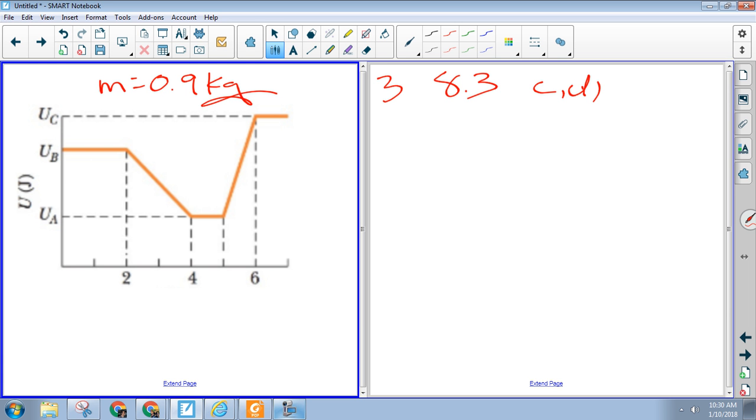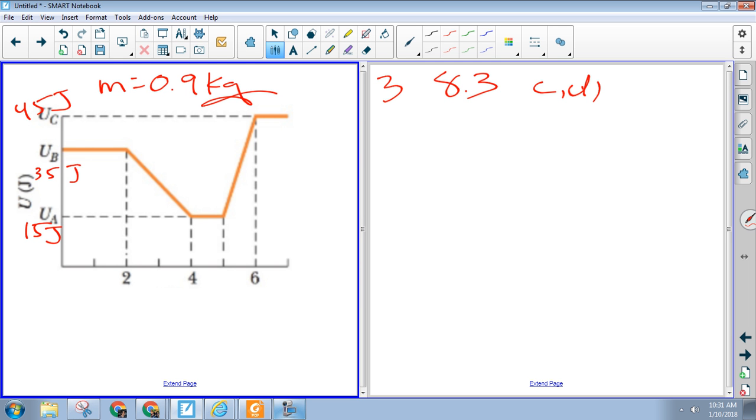It can only travel along an x-axis. Non-conservative forces are not involved, so our total energy is going to stay constant. It gives us the values here. So let's see. UA is 15 joules. UB is 35 joules. UC is 45 joules.